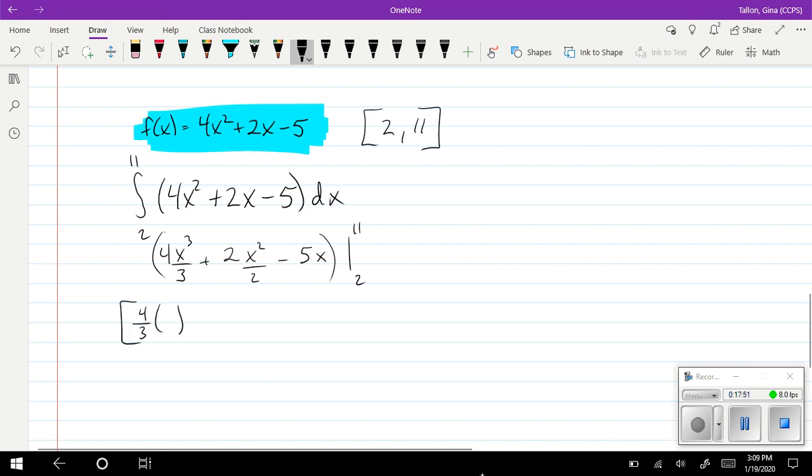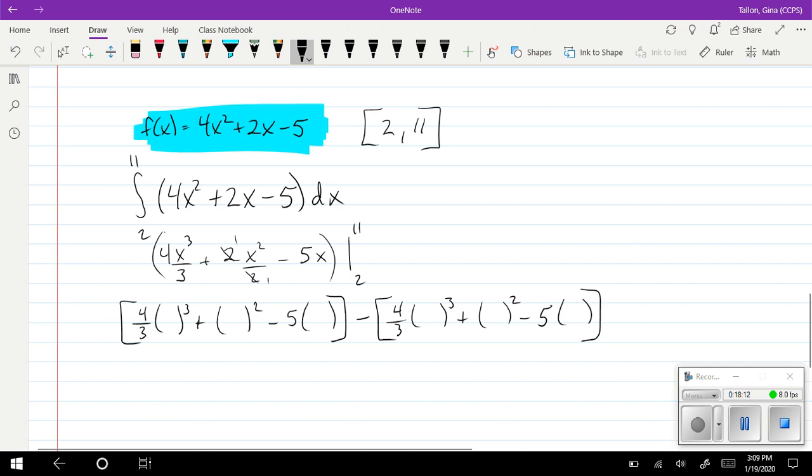4/3 times something cubed plus, notice my 2's will divide off, so I just have something squared minus 5 times something, close my bracket, minus, big bracket, copy everything you just did again, make sure all exponents are copied accurately. I know that's my fault every once in a while. It's where I make mistakes as I copy my exponents wrong. So I should have cubed and squared and nothing, cubed, squared, nothing, everything looks good.